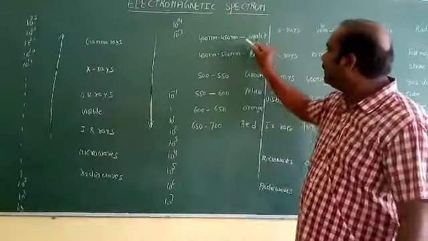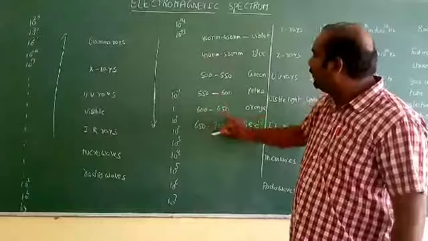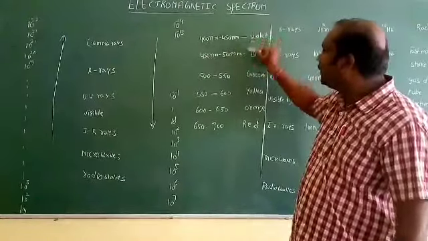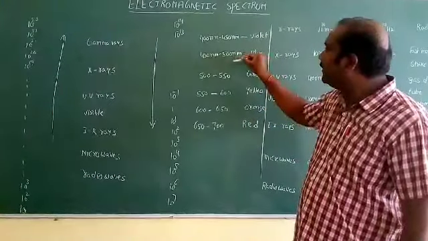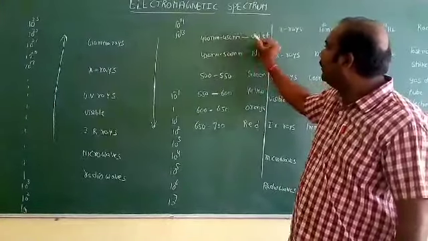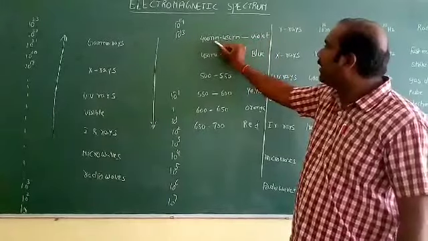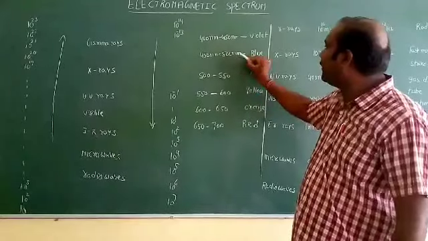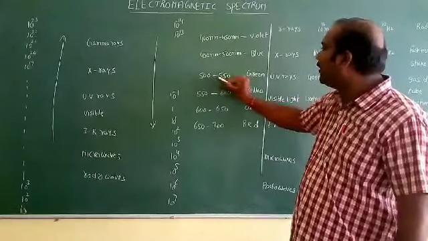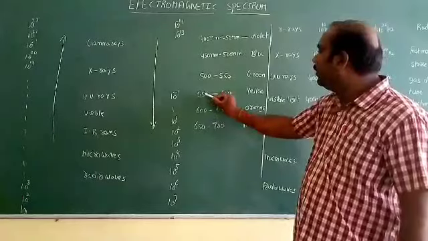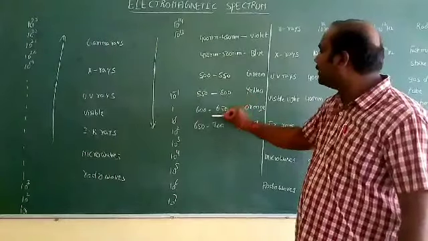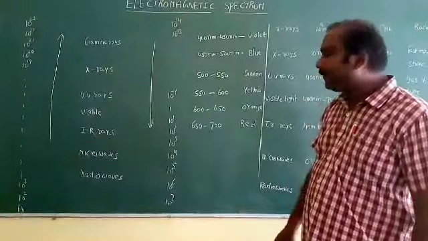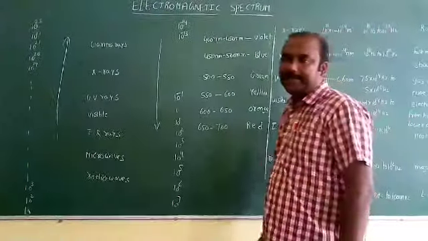Next, all of you must remember the wavelength range of this visible spectrum, because sometimes it is useful for problems. What is the wavelength range of violet? 400 nanometers to 450 nanometers. For blue, 450 nanometers to 500 nanometers. For green, 500 nanometers to 550 nanometers. For yellow, 550 nanometers to 600 nanometers. For orange, 600 nanometers to 650 nanometers. And for red, 650 nanometers to 700 nanometers.